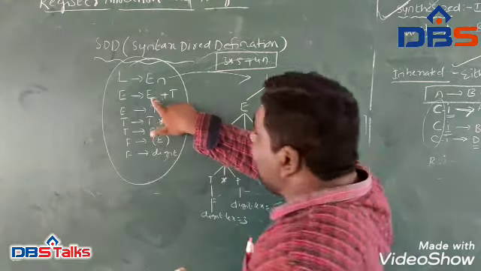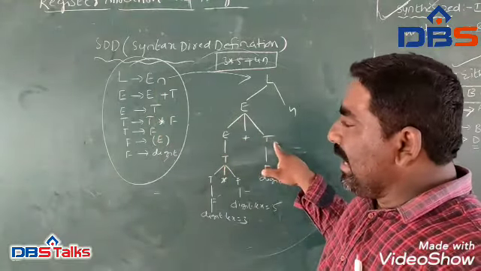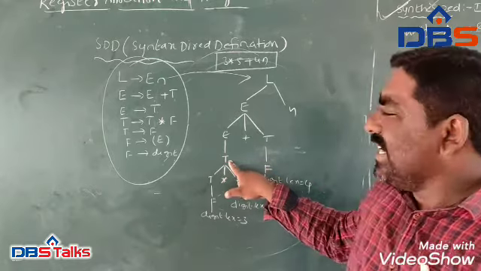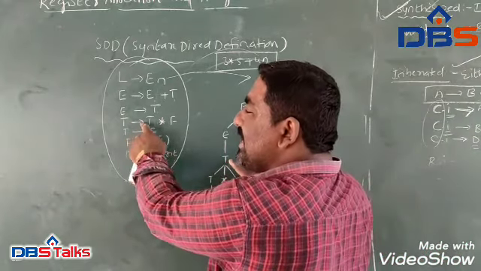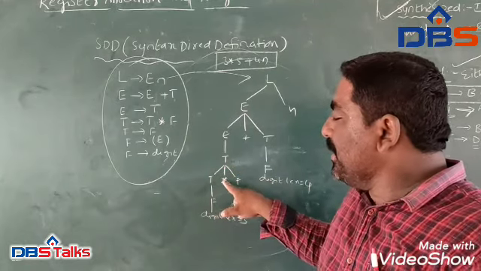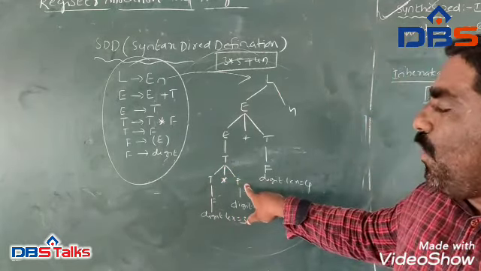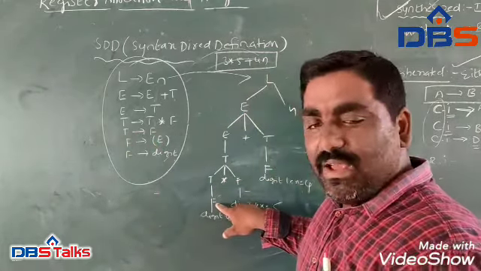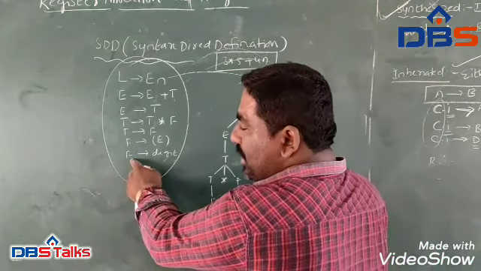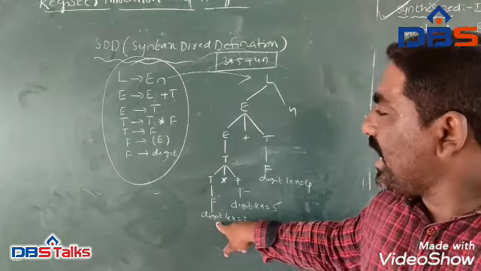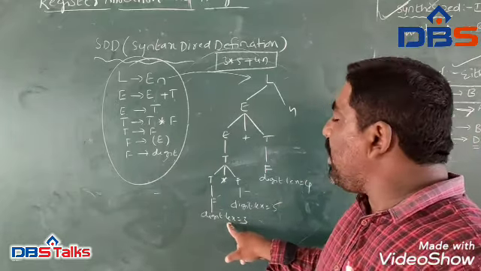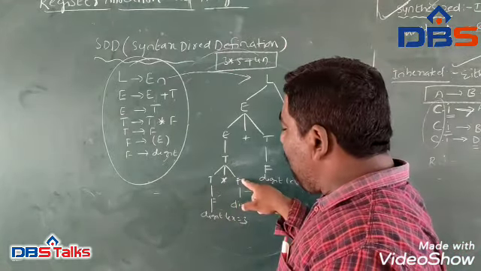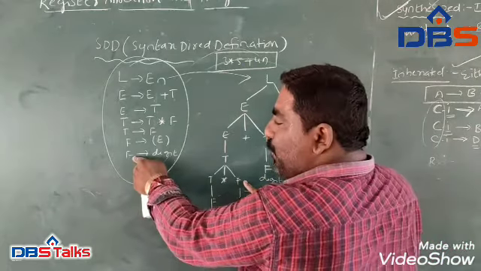Here, what will happen? E produces E plus T. At the same time, E produces T. T produces T star F. And then next we have one production called T produces F. Finally, we have one production called F produces digit, and the semantic rule for digit is digit.lexval. So what is the value? That is 3.